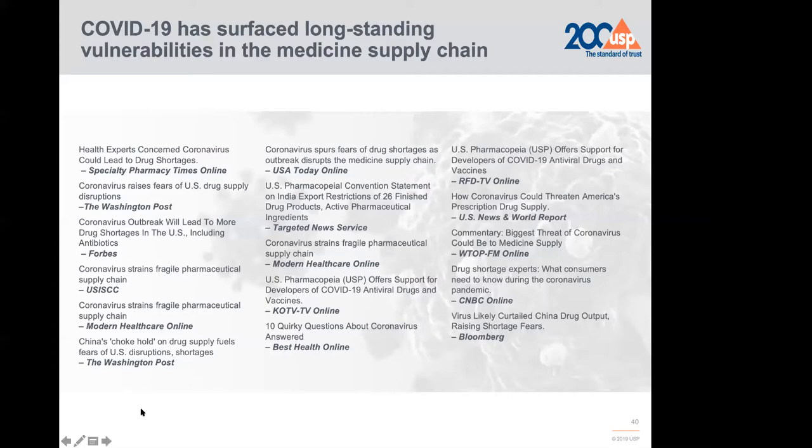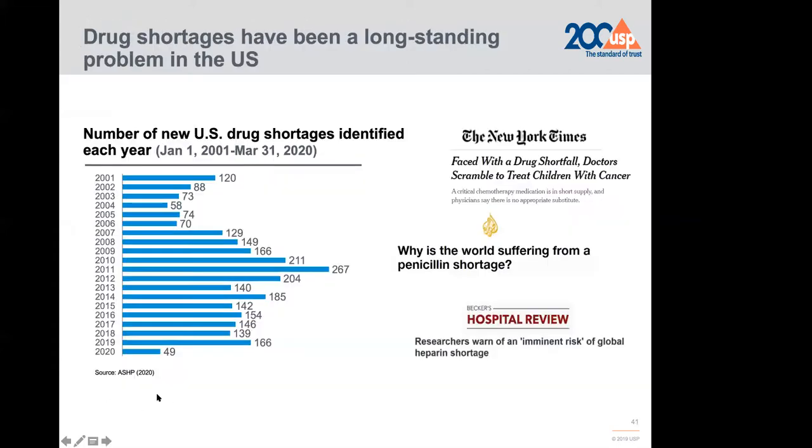So there's more recognition, but the recognition of what? So let's talk about looking backwards first before we look forward. This chart goes back about 20 years. And at this moment, ignore the 2020 number. It represents just the first couple months of the year. But for the rest of the years, you'll see drug shortages, the number of drugs that fell into a defined shortage each year for the last 20 years. And it's an ongoing issue. It's ebbed and flowed over time, but it's consistently a problem.